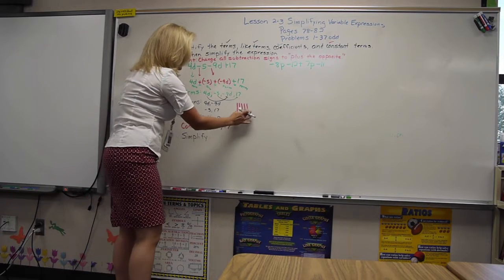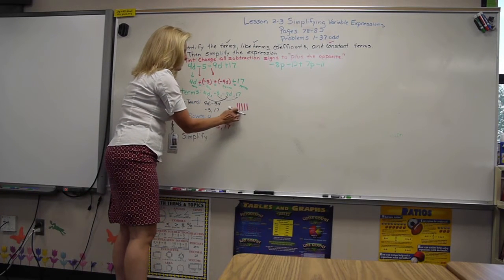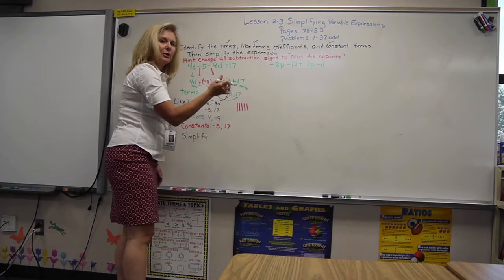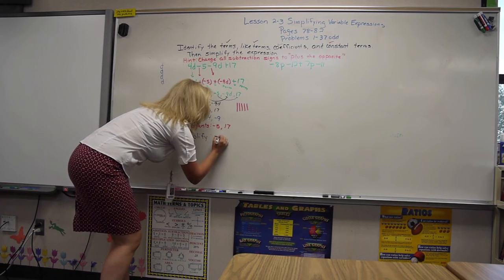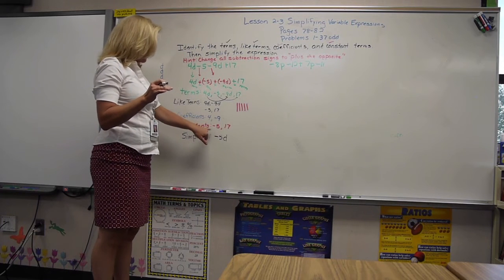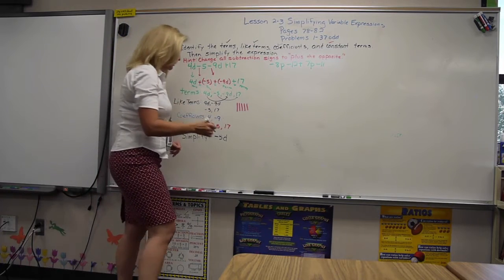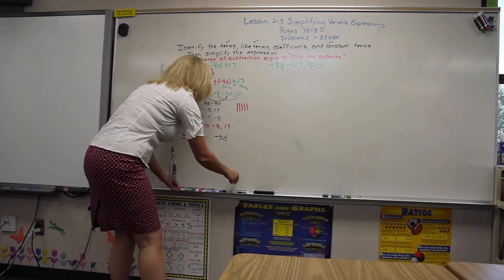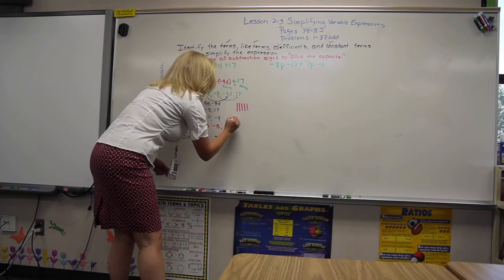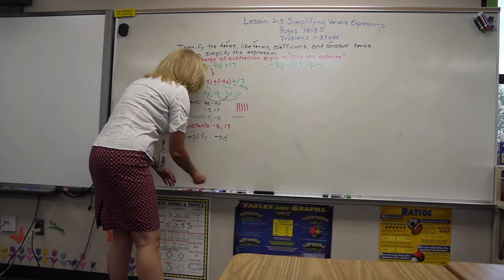So how many of those variables do I have? Well, I'm left with 1, 2, 3, 4, 5, but they're red. I have -5D. Now, those are very different than the constants. Remember, the constants look like those little squares. So I have 5 reds, and I have 17 blacks.